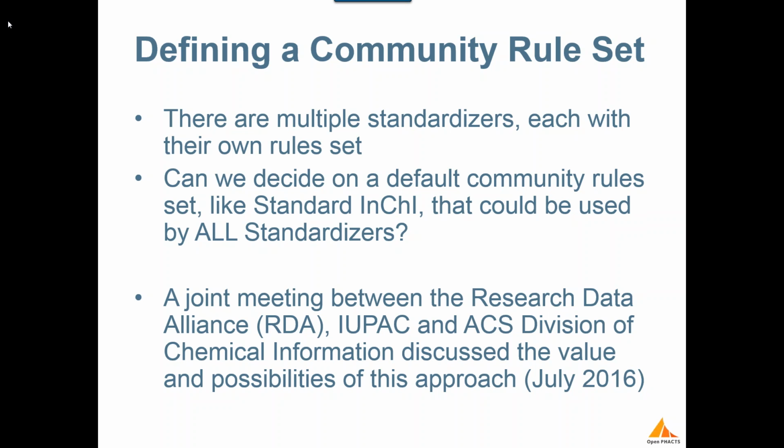And as we apply them, we end up with a lot of overlap for a large set of chemicals, but also a whole lot of edge cases that are problematic. So would it be possible to decide on a default community rule set, like standard InChI, that could be used by all the standardizers? Of course, you have control over what's possible in your own environment, but choose a default, and we would end up with the overlap that we would hope and expect for.